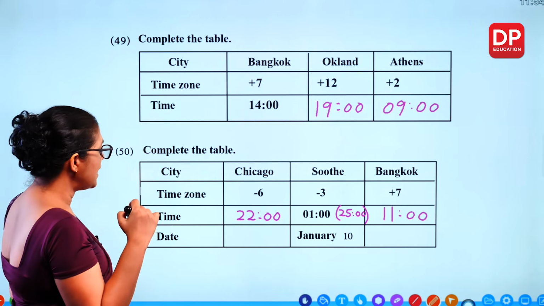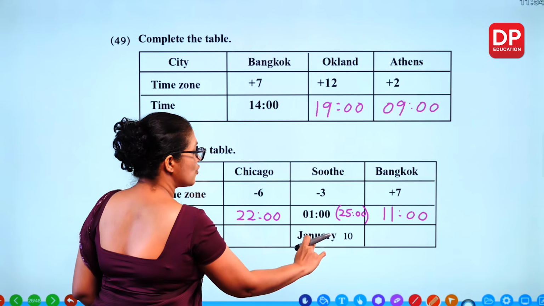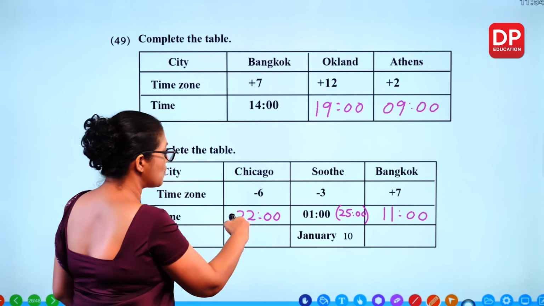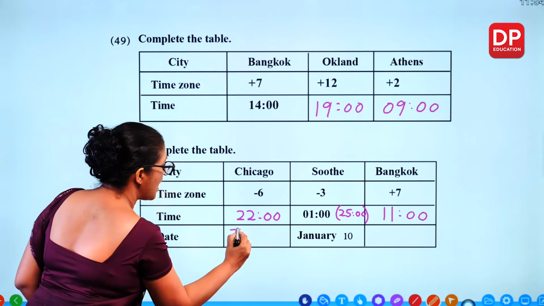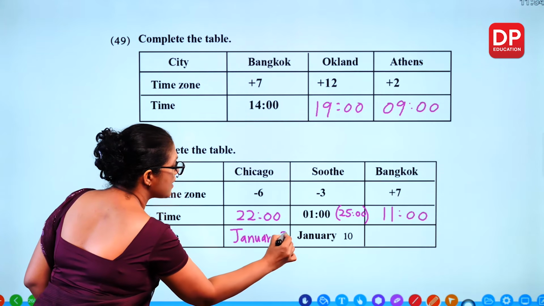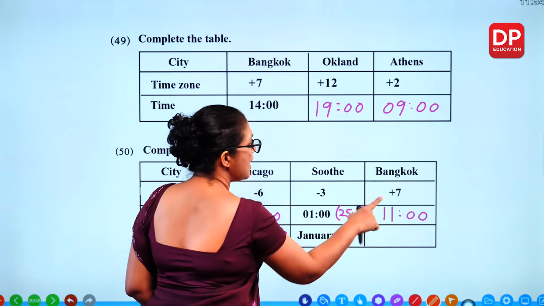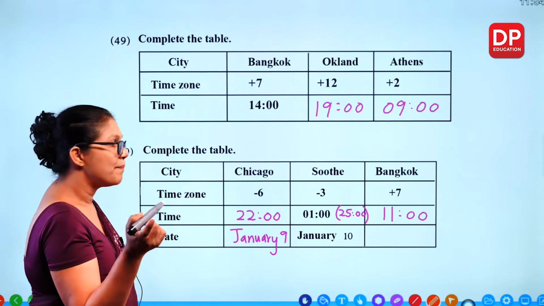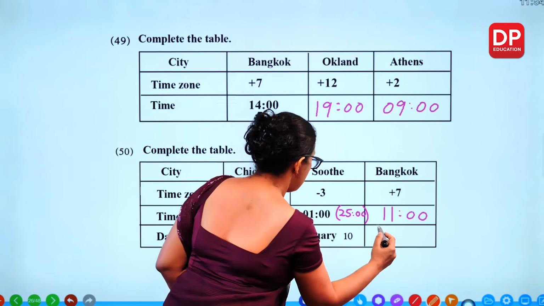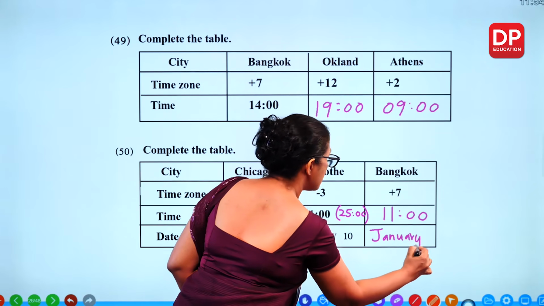Now we'll look at the date. So this is the next day. So January 10th. So this one is the previous day. So that becomes January 9th. What about this one? So this is 11 a.m., still in January 10th.